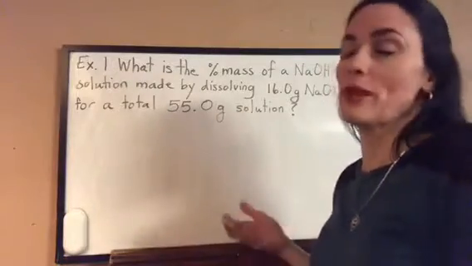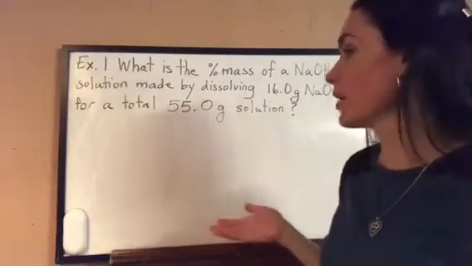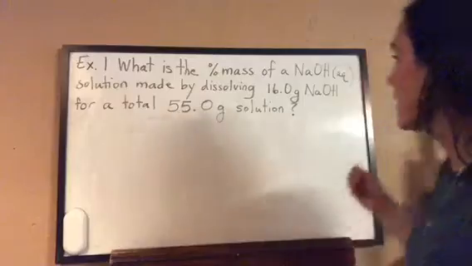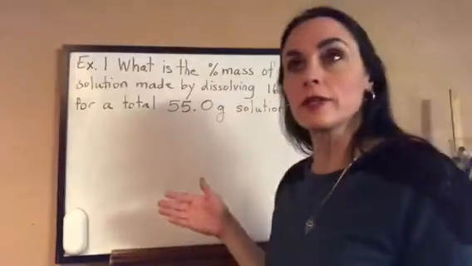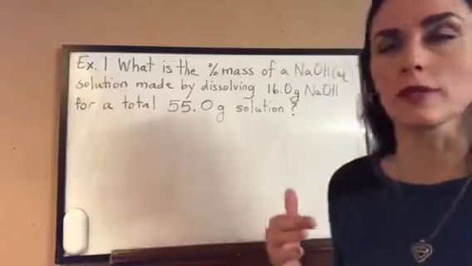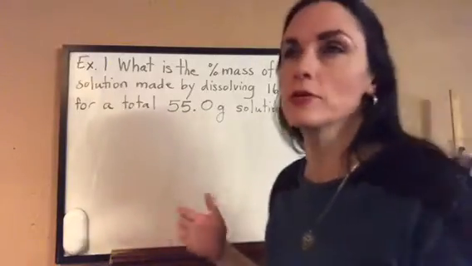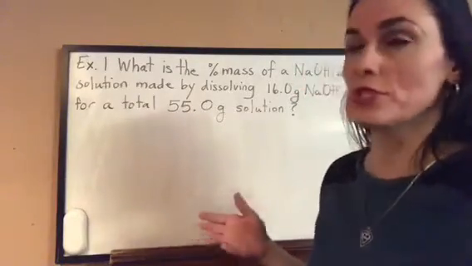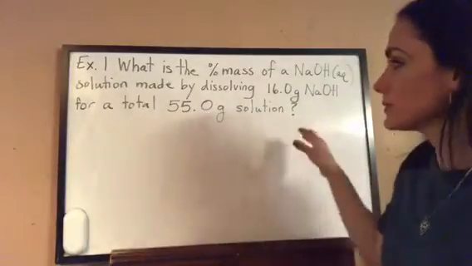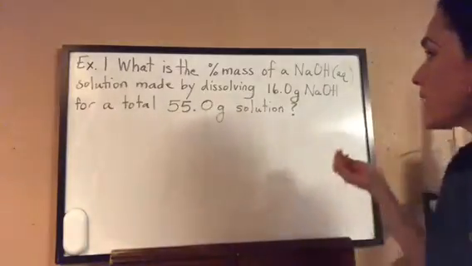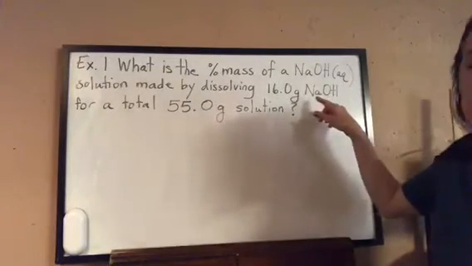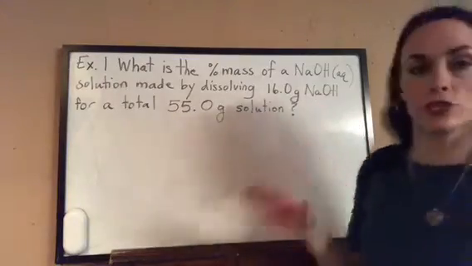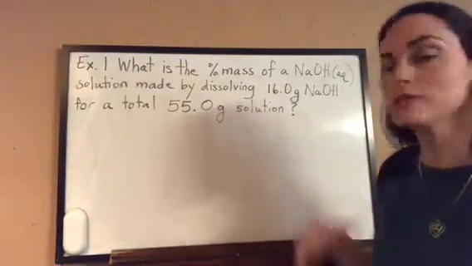No matter how expensive or how cheap the soap you have, sodium hydroxide is an ingredient used to make it. Sodium hydroxide is also in drain cleaner, like Liquid Plumr and Drano, those commercial products. And it's also used in oven cleaner. So let's say we needed to make a solution. When you buy sodium hydroxide in its pure form, it's little pellets. So you're going to dissolve 16 grams of sodium hydroxide to make a total 55 gram solution. What is the percent mass?